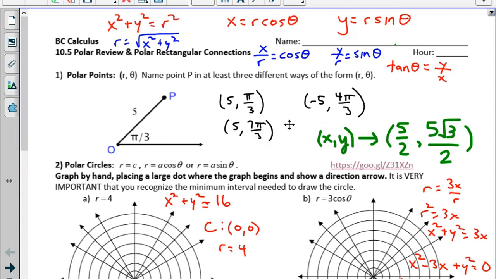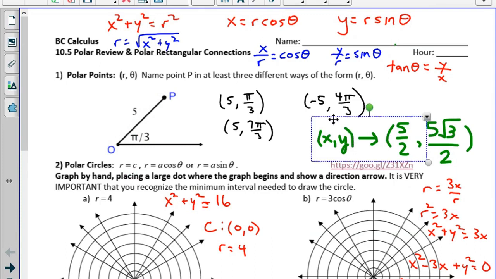We could also go negative 5 comma 4 pi over 3. That's because 4 pi over 3 is 180 degrees or pi away, so that is down in this direction over here. But since we say negative 5, that means it flips the direction of our radius. So negative 5, 4 pi over 3: 4 pi over 3 is down here, but negative 5 makes it go exactly the same distance right back here to where P was.